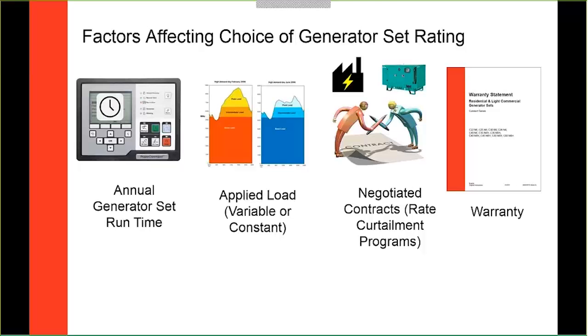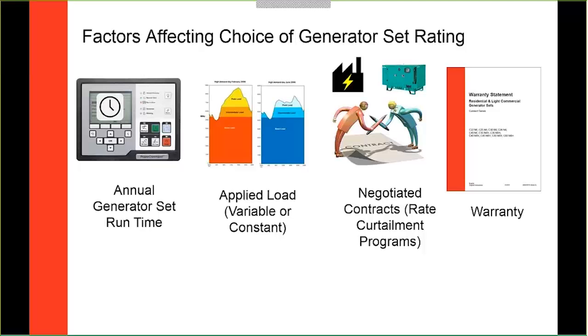One of the other big things is the load type, whether it's a variable or a constant load. We'll also talk briefly about negotiated contracts, and really what I'm talking about here is anything that would potentially be considered revenue generating. And last but not least, warranty.